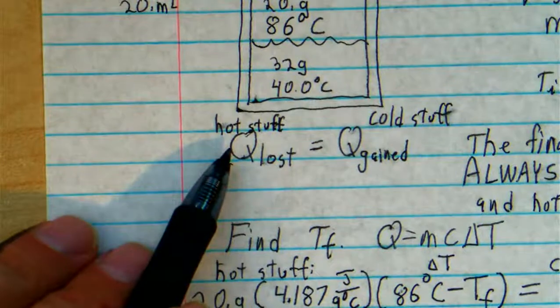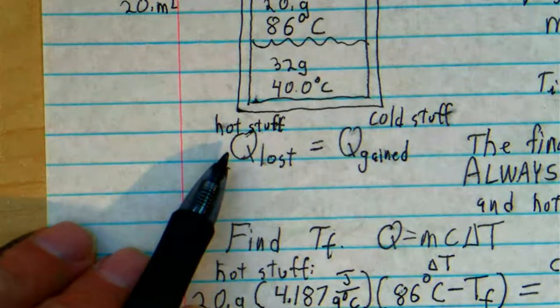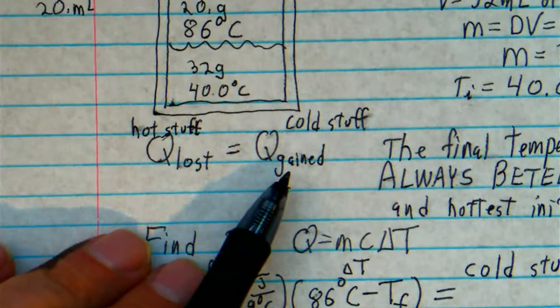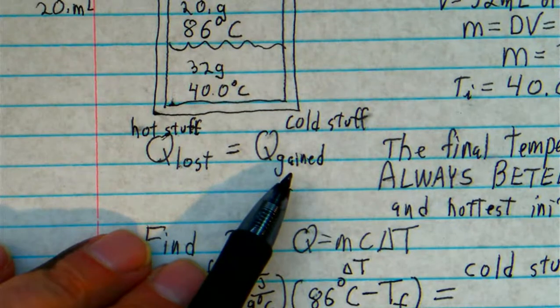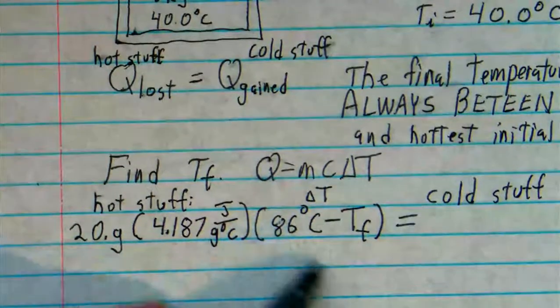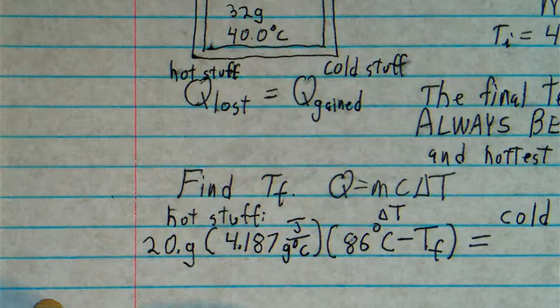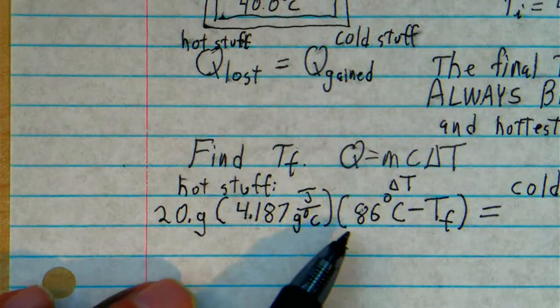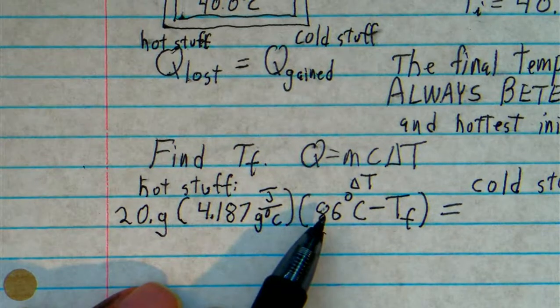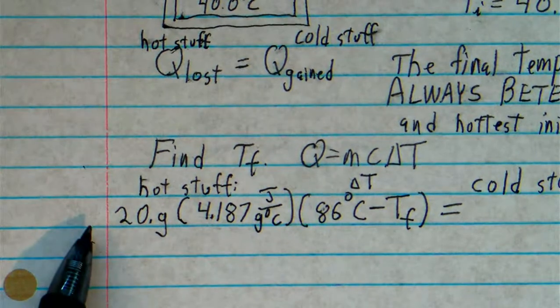Really, the hot stuff should have a minus sign because it's how much you lost, and the cold stuff should have a plus sign because it's how much you gained. But I'm going to reverse the delta T order so that both sides have a positive quantity. So for the hot stuff, really, this should have been T final minus 86 degrees. Then you should put a minus sign out in front of it.